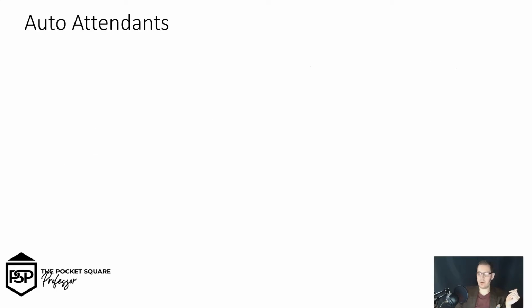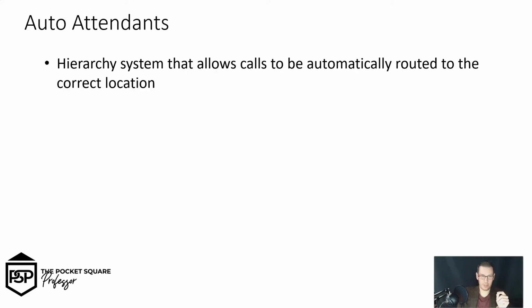So let's start talking about some of the features and functions inside of Teams, the voice functionality here. So the first one I want to talk about is auto attendants. An auto attendant is a hierarchy system that allows calls to be automatically routed to the correct location. We've all dealt with this. This is, hey, thanks for calling so-and-so. Press 1 for blah, press 2 for X and Y, and Z. You know, you can understand. You've seen those all before.